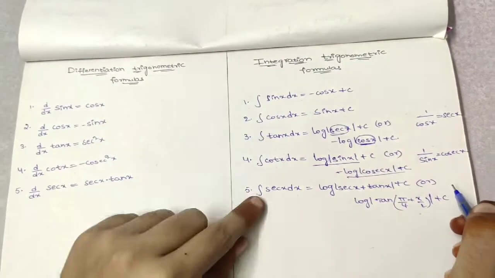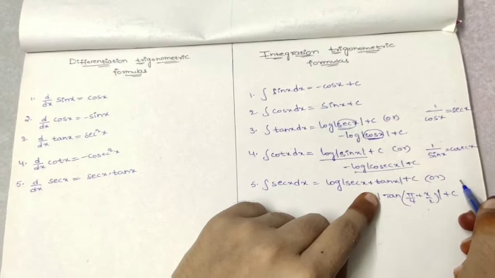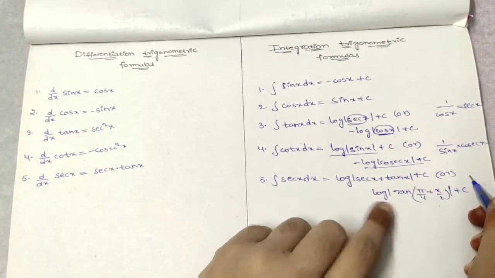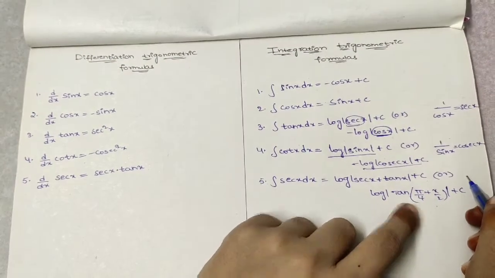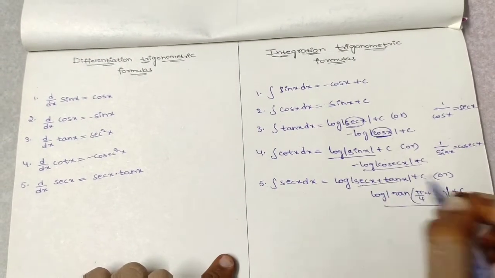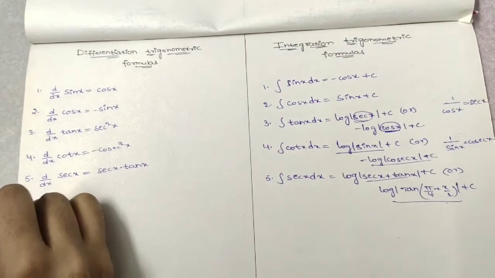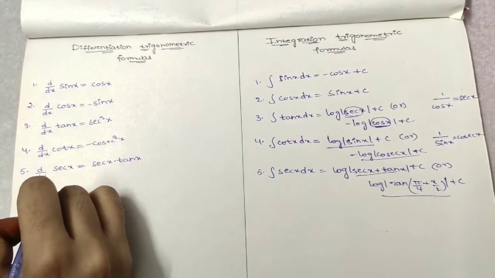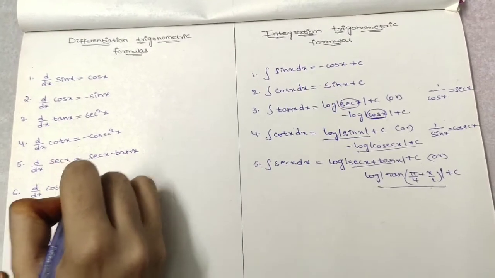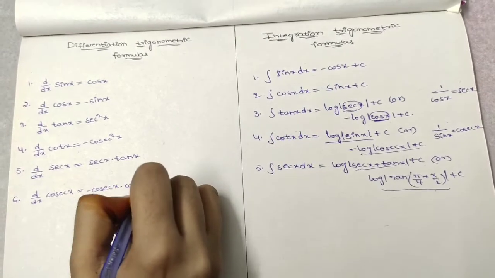If you integrate secant x dx, it is equal to log mod secant x plus tan x plus c, or log mod tan of pi by 4 plus x by 2 plus c. You have to read this formula and note it down in your brain. And the next formula is d by dx of cosecant x is equal to minus cosecant x into cot x.